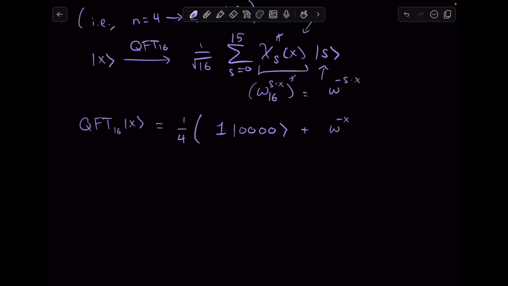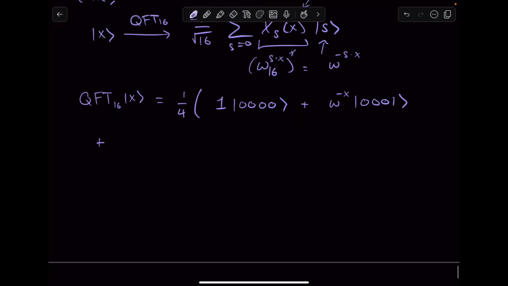minus x here. And then for the third, minus 2 times x for the bit string representing 2. And you get the idea. And we take this all the way down to 15, which is the largest number we can represent with 4 bits, minus 15 times x.